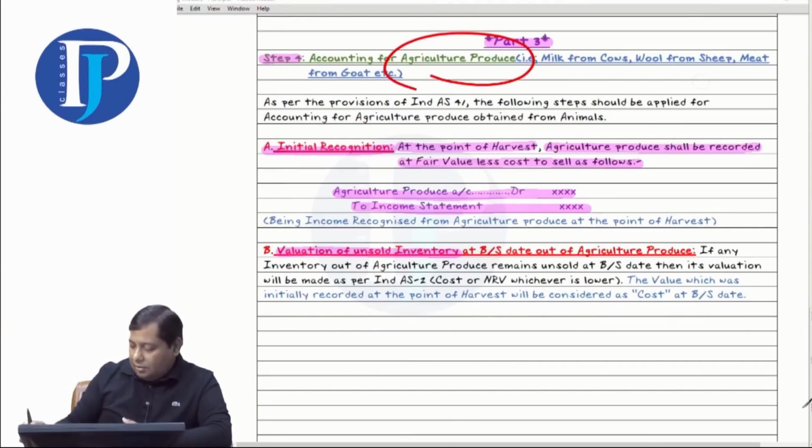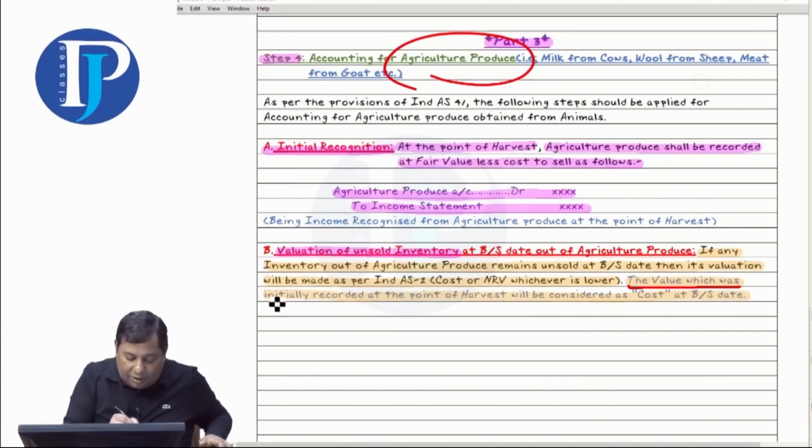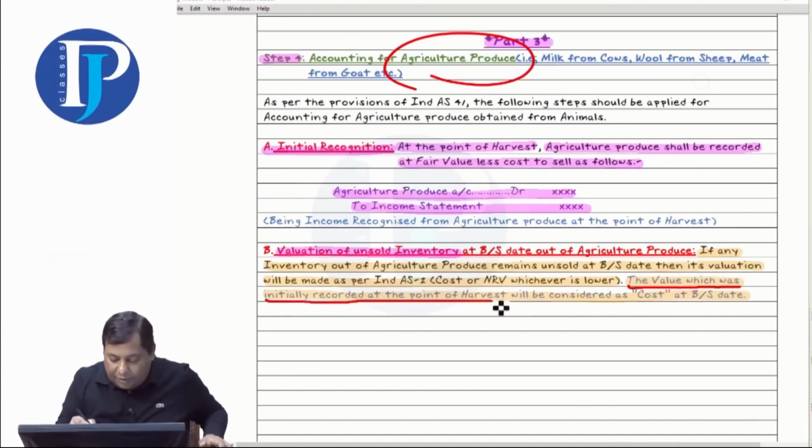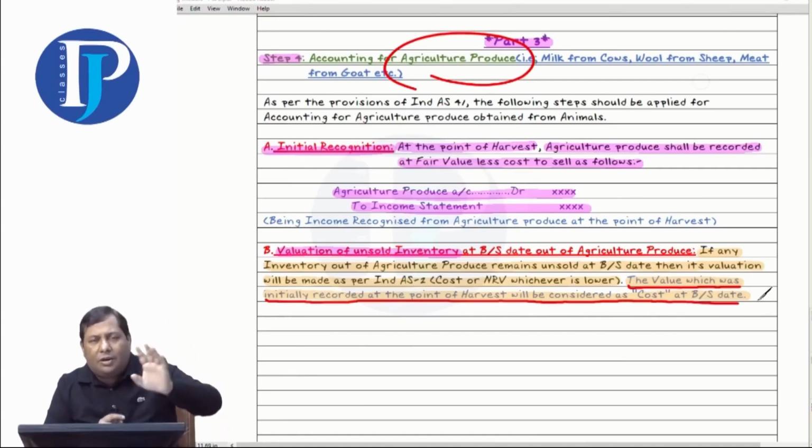Okay, look at here. If any inventory out of agricultural produce remains unsold at balance sheet date, then its valuation will be made as per Ind AS 2, cost or NRV, whichever is lower. The value which was initially recorded at the point of harvest will be considered as cost at balance sheet date. The initially recorded one will work as cost.